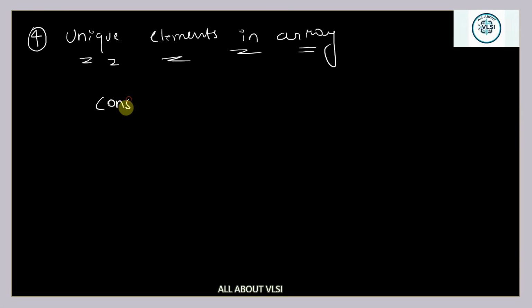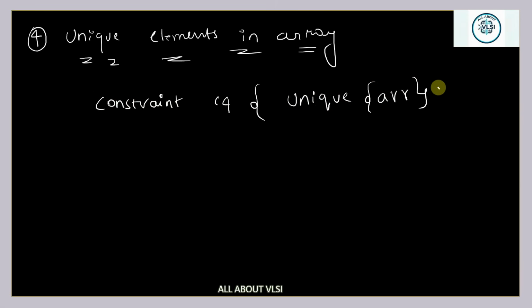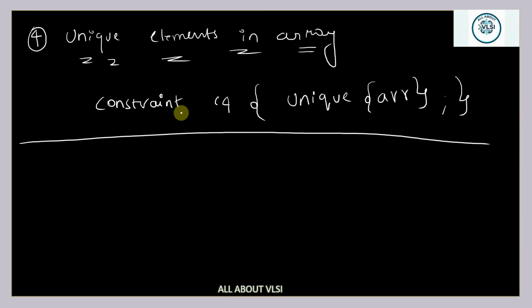So constraint, let's say the constraint number is C4, which I'm going to have. And in this constraint, what I can have is simply unique of my array. So this keyword will make sure that this array is going to have only unique values that are being generated. Okay. So this is how I can use my unique keyword.